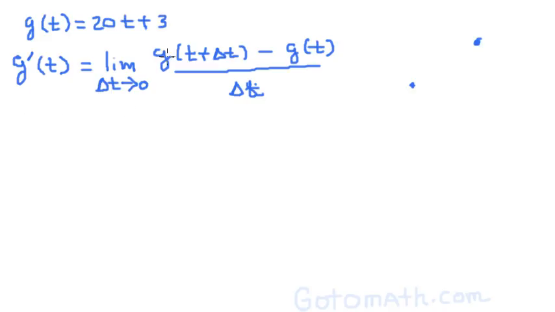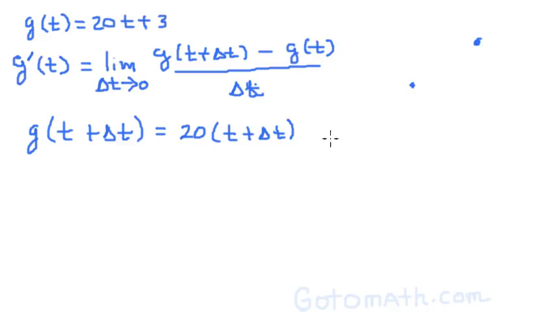Alright, let's go ahead and find this part here first. So g of t plus delta t. We're going to do this part first. Where there's a t up here, we're going to put t plus delta t. So we have 20 times t plus delta t, and then plus 3. Now let's simplify this down. We have 20t plus 20 delta t and then plus 3, just distributing that 20 across.